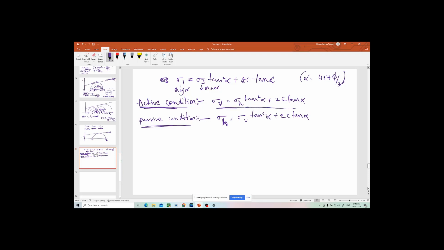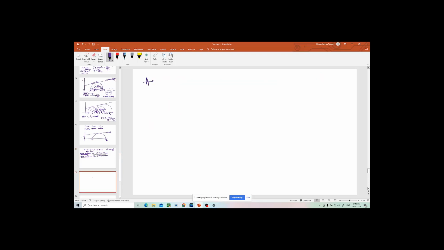Now, what we can do is first I'll write this equation and derive it. In the active condition, we know sigma v equal to sigma h tan square alpha plus 2c tan alpha, where alpha is 45 plus phi by 2. Now, let us make it effective stresses. They are effective stresses. They cannot be total stresses anytime.